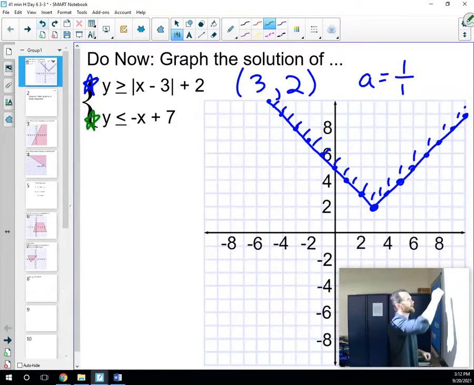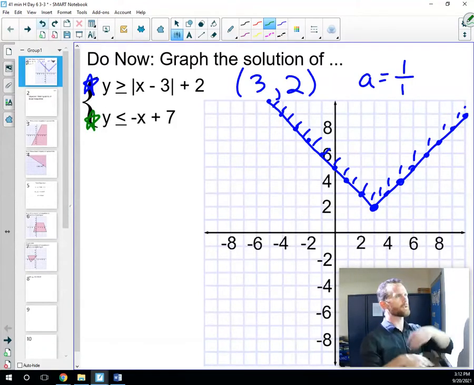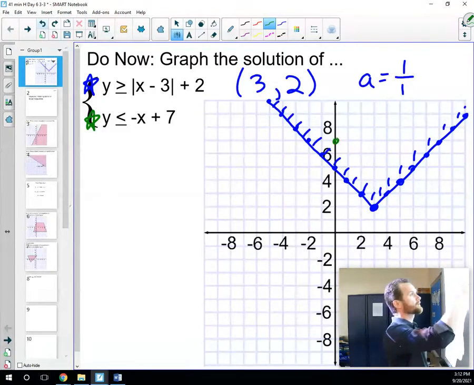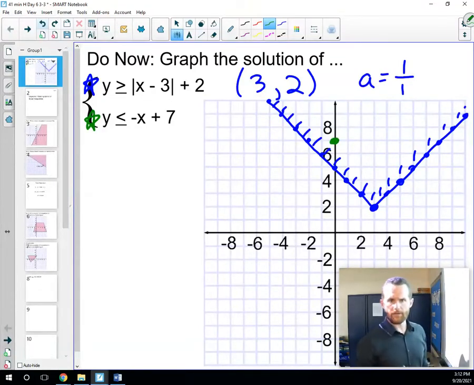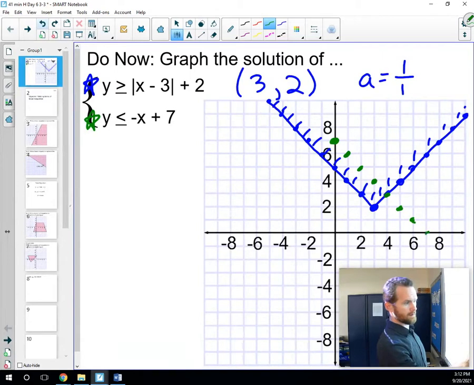The green, the second one, well, there's no absolute value, so that's going to be a line. We just use y equals mx plus b. The y-intercept, there we go. The b value, that's what I was looking for. The b value is positive 7, so we go right there to positive 7. And the slope is -1, so it's -1 over 1, so that's down 1, right 1, as many times as we can. A couple more, there we go.